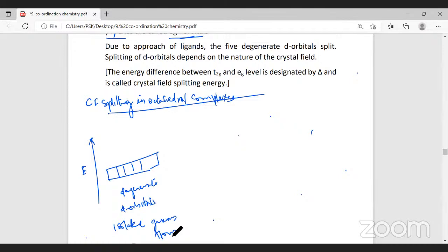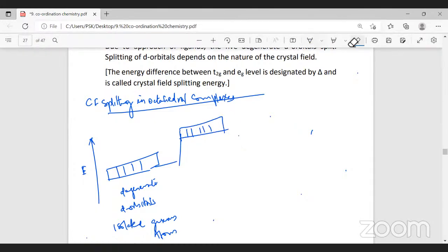Now, when the ligand approaches these degenerate orbitals, a ligand field is created. Therefore, the degenerate orbitals will gain more energy and get elevated to a higher level, but still degeneracy is maintained. Now, when the ligand comes close to it, the d orbitals undergo splitting.